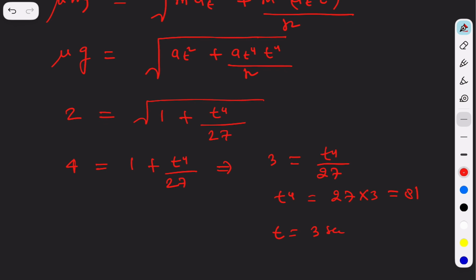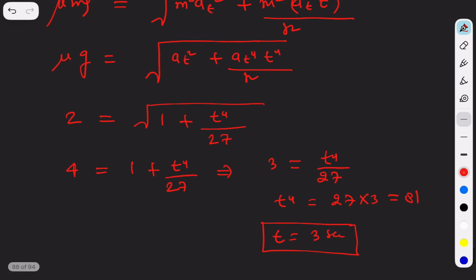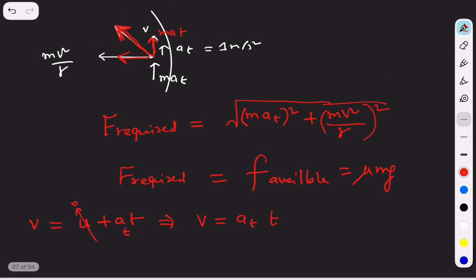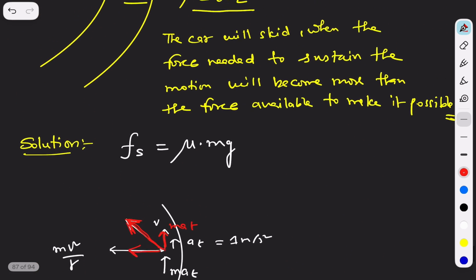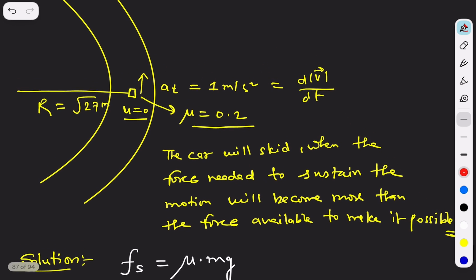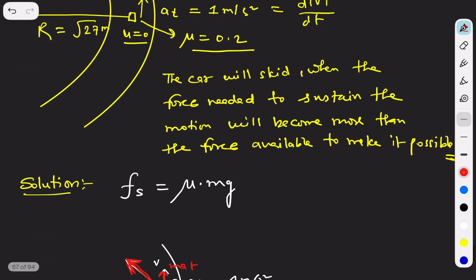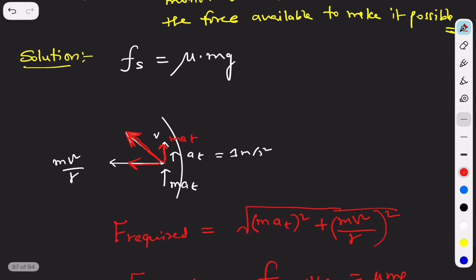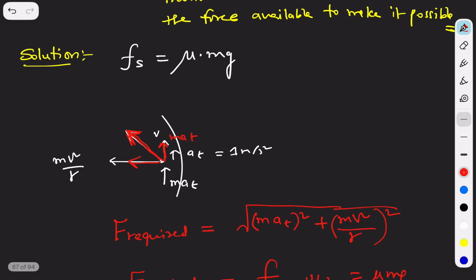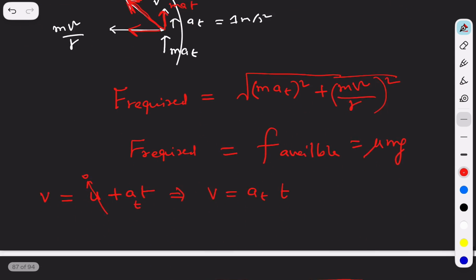So what we can say is that after 3 seconds, we are going to observe the skidding of the bike or the car on the road. So guys, it's a very simple problem. I have done the solution in as detailed a way as I could, and I hope you understood this first example, how the things are happening.